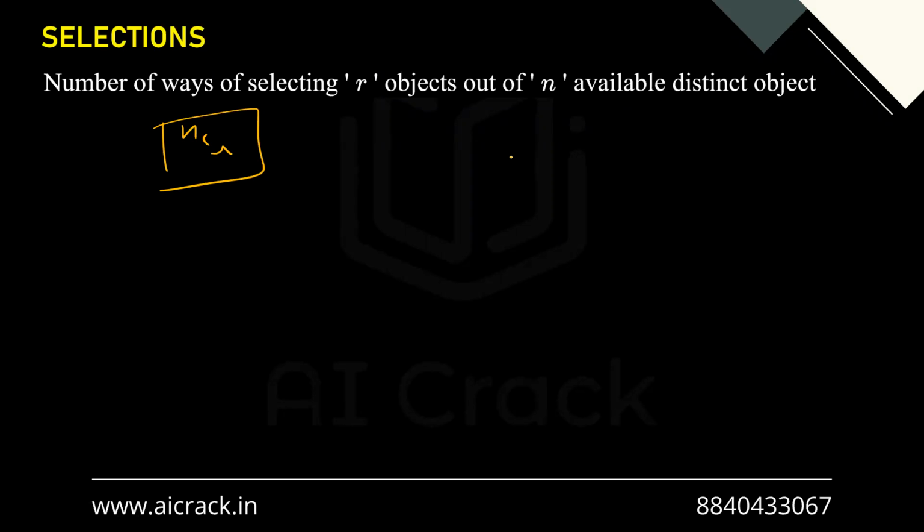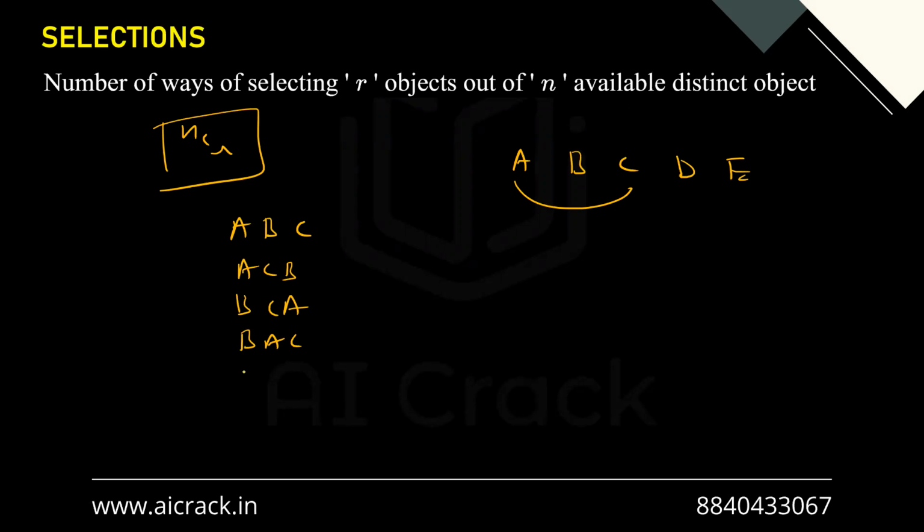Now let's say we have A, B, C, D, and E. We have these five different, distinct objects, right? And now I have to select three out of them. So in case of permutations, I would have done that. If I have to permute, I have to take three objects and make the arrangements. I would have done ABC, ACB, BCA, BAC, CAB, and CBA. So these six cases I would have made, that is nothing but 3 factorial, right?